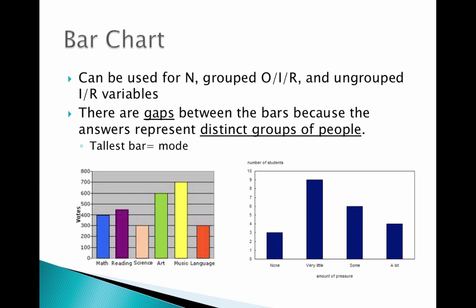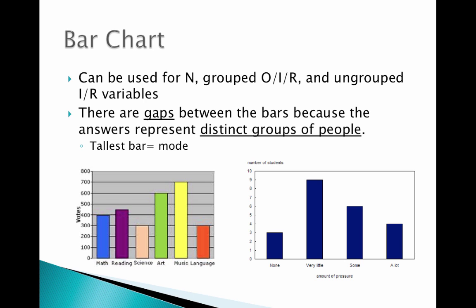Alright, so now let's look at bar charts. Bar charts, just like pie charts, can be used for pretty much all levels of measurement: for nominal, grouped ordinal, interval ratio, and ungrouped interval ratio variables. Now notice that in these bar charts, there are gaps in between each bar and in between each category.